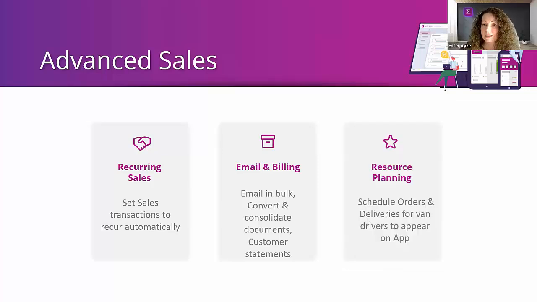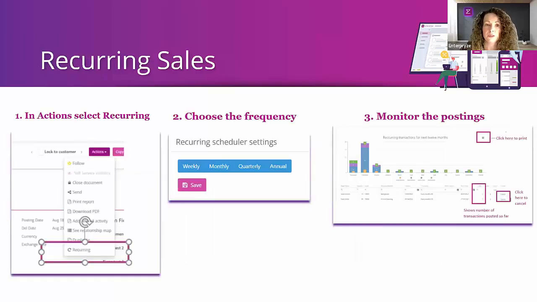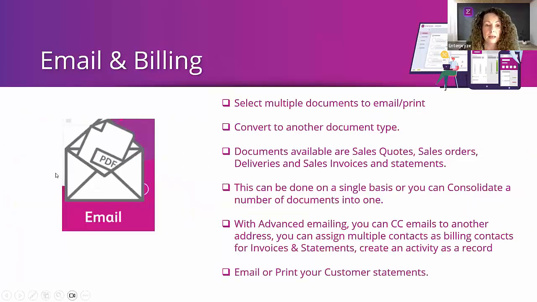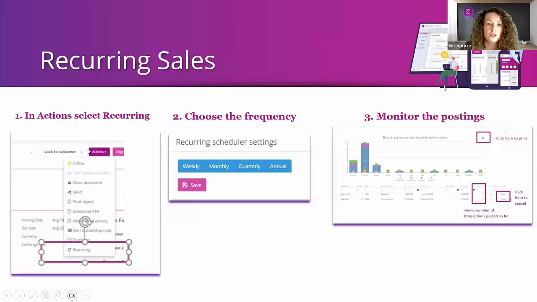And resource planning, scheduling your orders, deliveries for the van drivers to appear on the mobile apps, or if you want to schedule activities, etc., you can do that all through the resource planning. Recurring sales, very simply, just to go back to that there for 1 second, all you're doing there is you've got actions to set for recurring, you choose your frequency, and then we have a grid where you can monitor those postings.